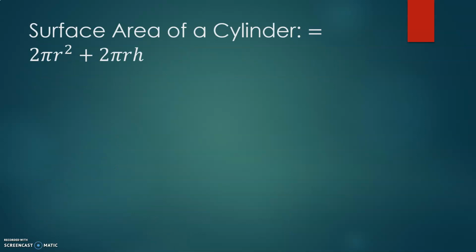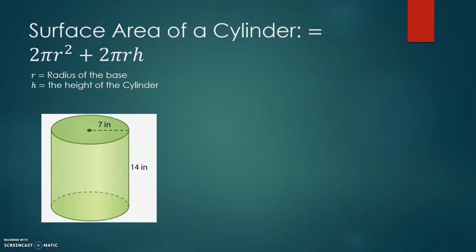As we get into this, we're going to start off with the surface area of a cylinder, and the formula for this is 2 pi r squared plus 2 pi r h, where r is simply the radius of the circle that makes up the base, and the height of the cylinder is h. And remember, the height is the distance between the two circles, because that's the distance between the bases.